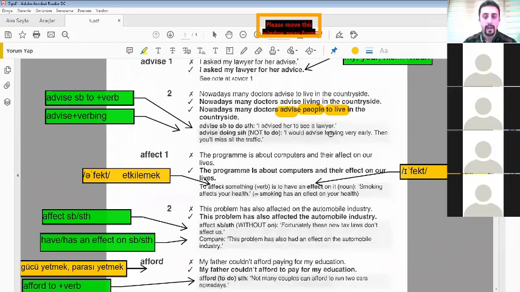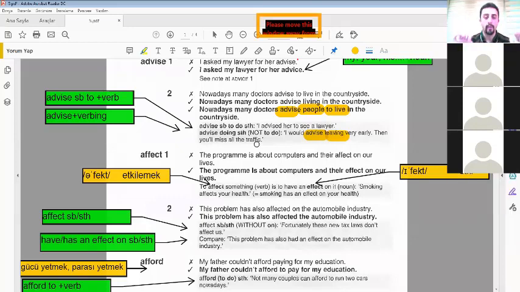I would advise leaving, advise, and you see here, leaving very early. Then you'll miss all the traffic. So whenever you want to use advise in your sentences, you have to use it in two formats. Number 1, advise somebody to verb, or advise verb ing form. So green boxes, as you know, are the forms or patterns, or as you say in Turkish, kalıp.